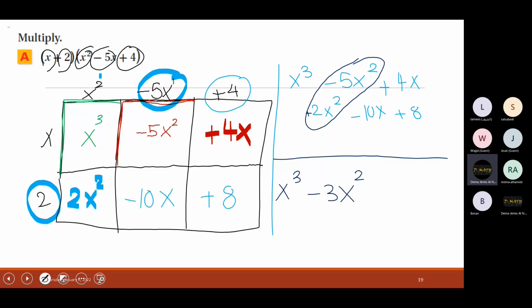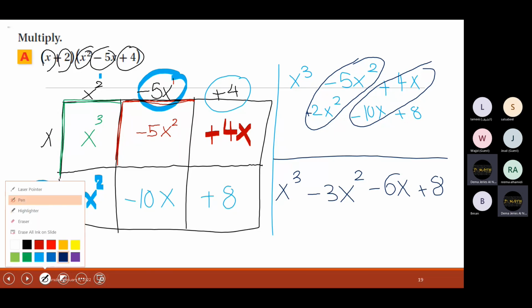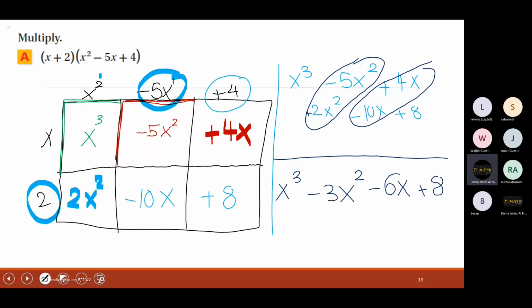Negative 3x squared. Now then, 4x, is there any term like 4x with the same variable? Negative 10x. Bravo. Now 4 minus 10 is negative 6. Negative 6x plus 8. So this will be the product of x plus 2 times x squared minus 5x plus 4. Take 1 minute to write, and I will continue.